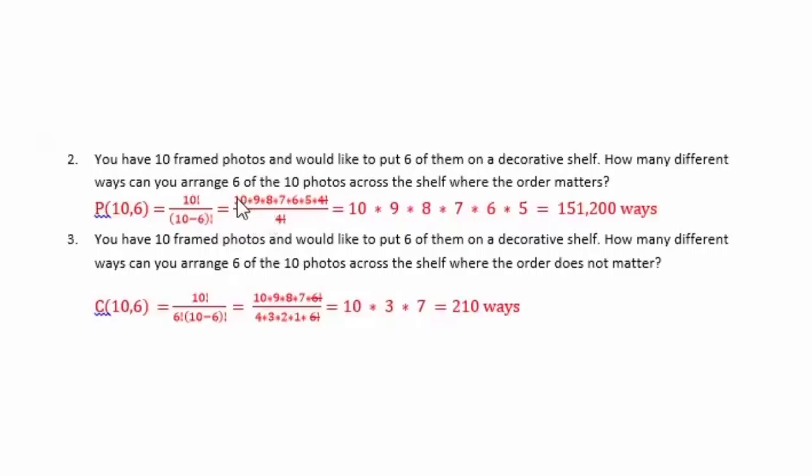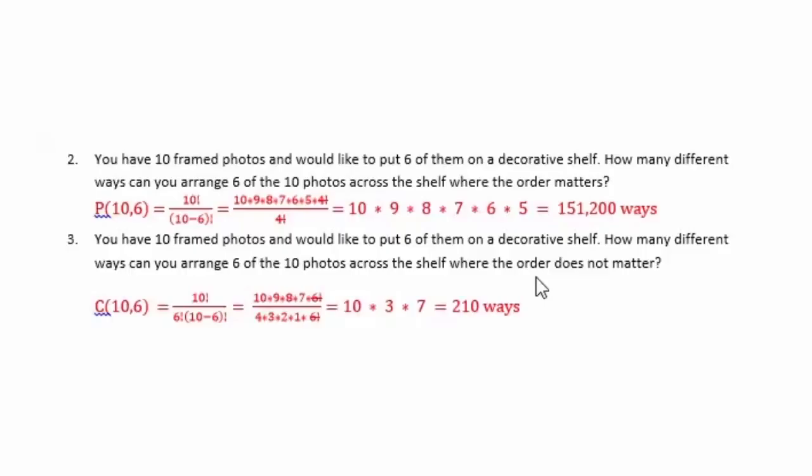Now, simplifying this, I'm going to have 10 times 9 all the way down to times 1. In the denominator, I have 4 factorial, so I only wrote this out until I got to the 4 factorial because I can cancel those two values out and I'm left with 10 times 9 times 8 times 7 times 6 times 5, which is 151,200 ways.